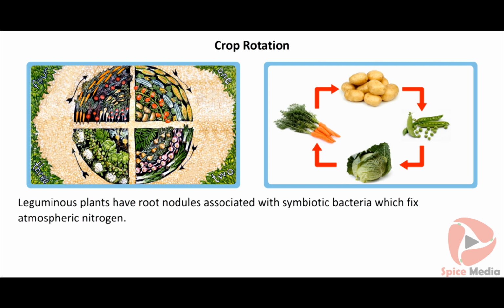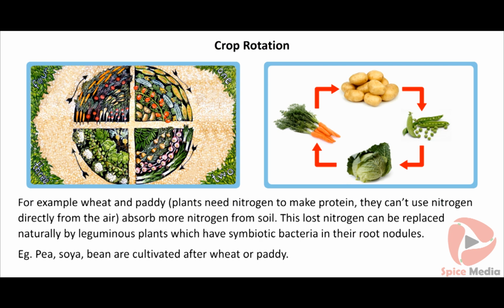Leguminous plants have root nodules associated with symbiotic bacteria which fix atmospheric nitrogen. For example, wheat and paddy plants need nitrogen to make protein. They can't use nitrogen directly from the air. They absorb more nitrogen from soil. This lost nitrogen can be replaced naturally by leguminous plants which have symbiotic bacteria in their root nodules. Example, pea, soya, bean are cultivated after wheat or paddy.